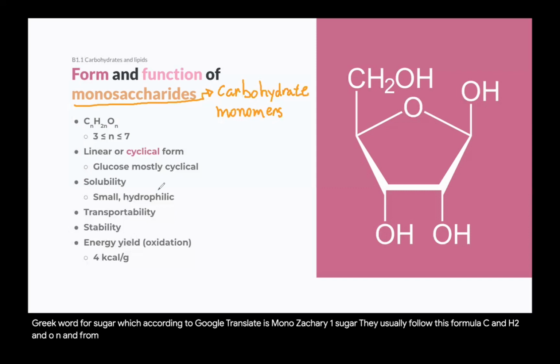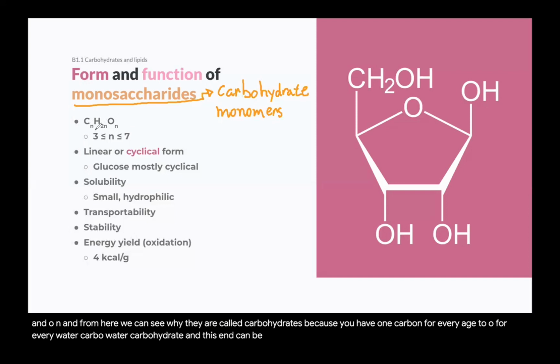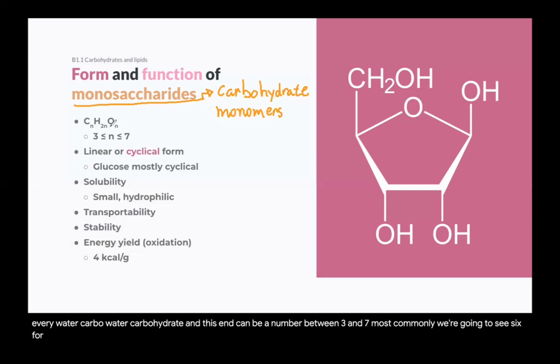CnH2nOn, and from here we can see why they are called carbohydrates, because you have one carbon for every H2O, for every water. Water, carbohydrate. And this n can be a number between 3 and 7. Most commonly, we're going to see 6 for glucose and fructose, for example, or 5.